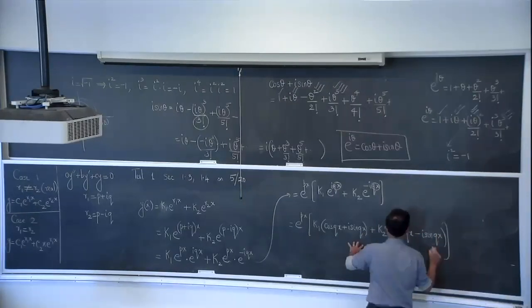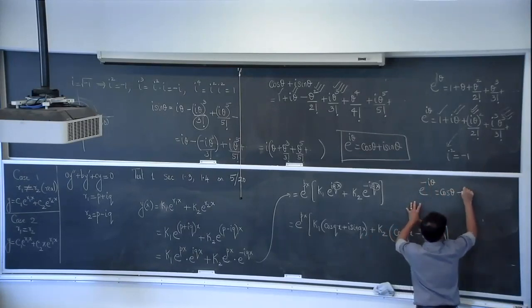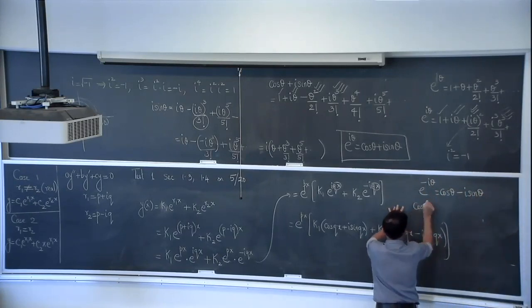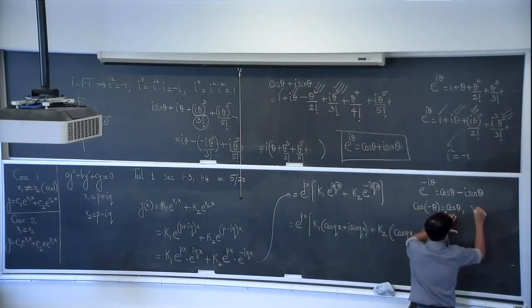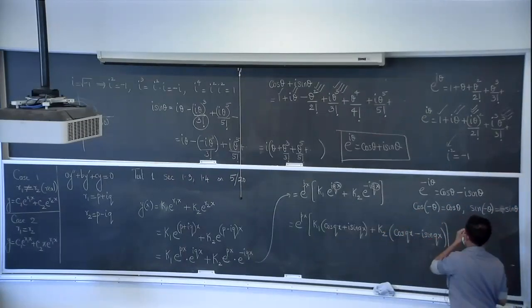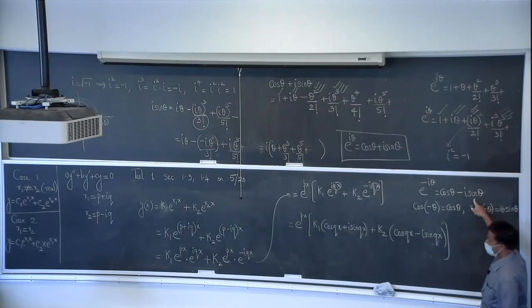In case you're wondering how that happened, e to the power of negative i theta would be cosine theta minus i sine theta. That's because cosine of negative theta is the same as cosine theta, and sine of negative theta is negative sine theta. Because cosine is an even function, sine is an odd function. So for that reason, the sign of cosine does not change. The sign of sine changes.